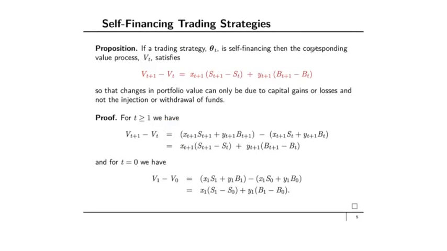We now have the following proposition. If a trading strategy theta t is self-financing, then the corresponding value process Vt satisfies this relationship here. So what's going on in this relationship here? Well, the left-hand side is just the change in value of the portfolio. And on the right-hand side, we have xt plus 1, which is the number of units of the share held between times t and t plus 1, times the gain on the stock, plus yt plus 1 times the gain on the cash account.